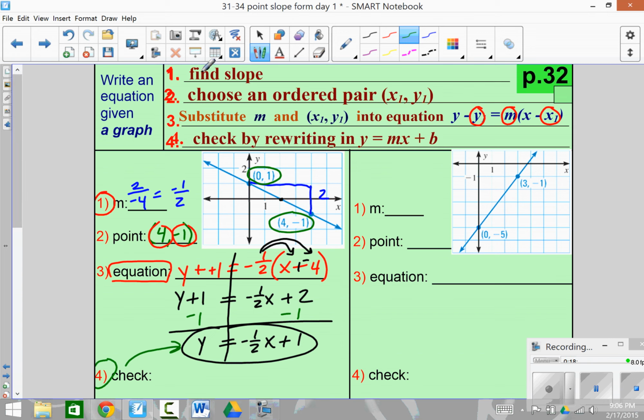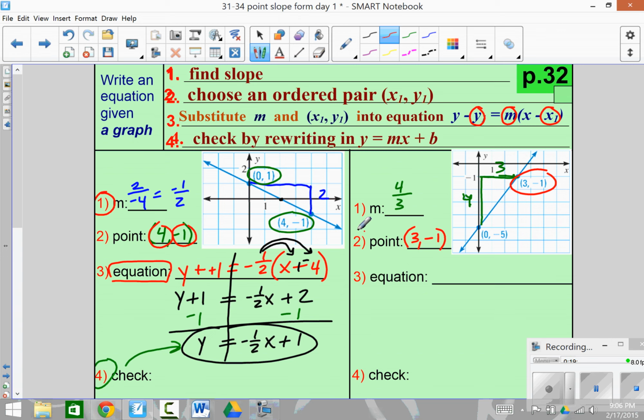Same steps. Find the slope. Let's count. 1, 2, 3, 4. 1, 2, 3. That's horrible. So 4 and 3. Our slope is 4/3. Ordered pair. I'm going to choose this ordered pair, though you can choose the other one. I'm going to choose 3, negative 1.